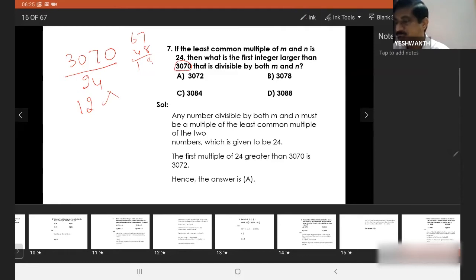But the only thing is above 3070, 3072 should be divisible by 24, because you take 6 first. So this is 3, 5 ones, 3 twos. Then 4 you take, 5 ones, 4 ones, 4 twos 8, 4 eights 32. Yes, so therefore the option is A.